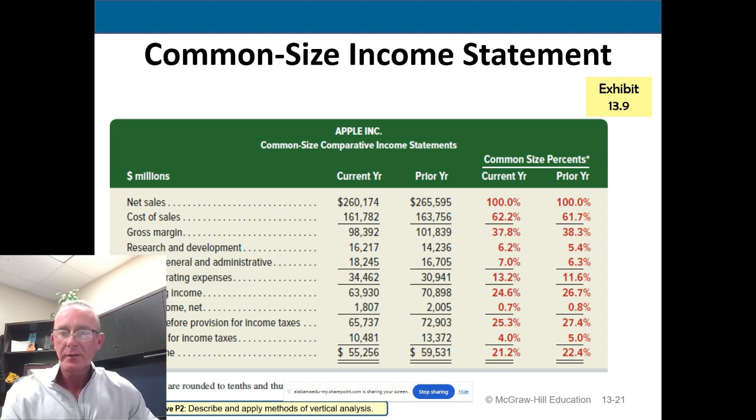For the income statement here, we're looking at what percentage of sales each of my other income statement items are. Net income is 21% of my sales. Cost of sales is 62%. Gross margin is 37%.